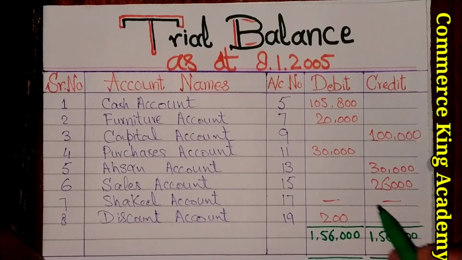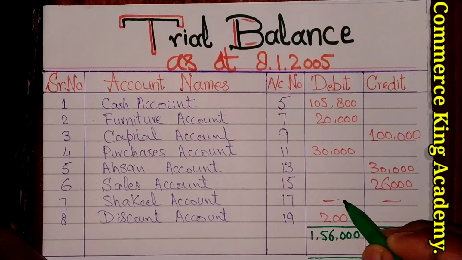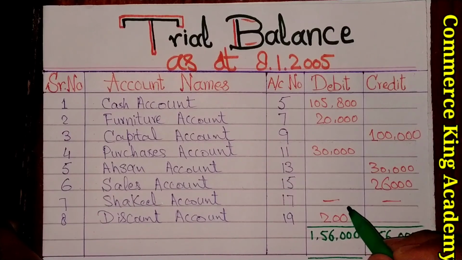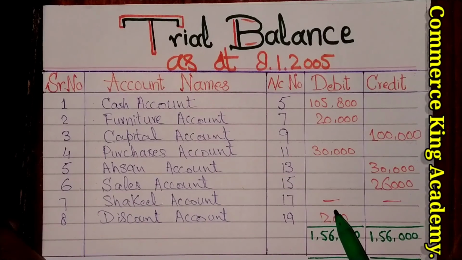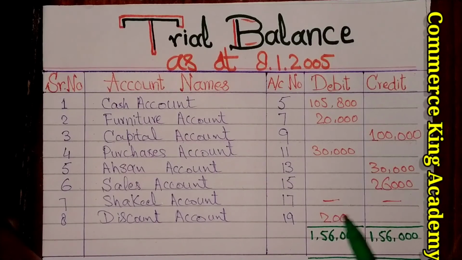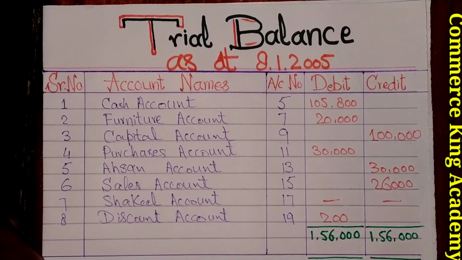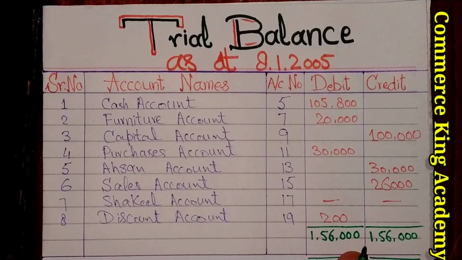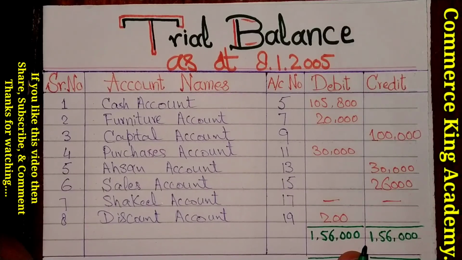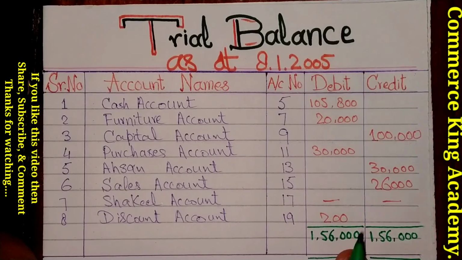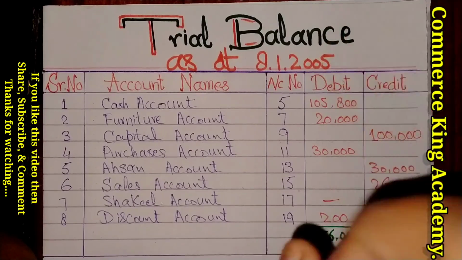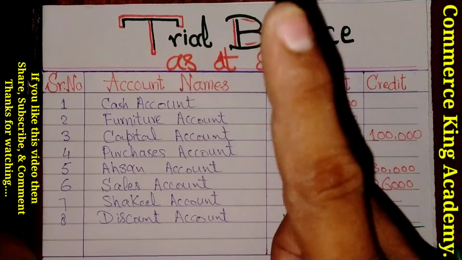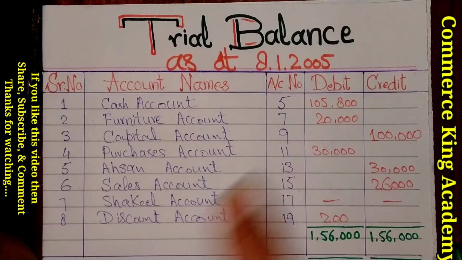One most important point to discuss here is that if an account shows a zero balance, just like Shakil account, it is not necessary to record it in the trial balance. So far we have learned about the journal, ledger and trial balance. In the next videos we will see combined questions which have the journal account, ledger account as well as trial balance account at a time.